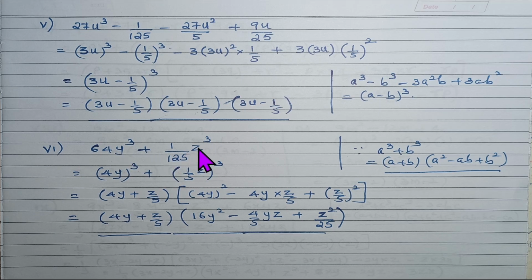It is again a cube plus b cube form. a cube plus b cube is equal to (a plus b) in the bracket (a square minus ab plus b square). A is here 4y, and b is 1 by 5z, because 64y cube can be written as (4y) whole cube, and 1 by 125 z cube can be written as (1 by 5z) whole cube. Therefore a is 4y and b is z by 5. So putting the values here, a plus b will be 4y plus z by 5, and a square will be 4y square, minus ab will be 4y into z by 5, and b square will be (z by 5) whole square. So it will be (4y plus z by 5)(16y square minus 4 by 5 yz plus z square by 25). So that is the factorization.